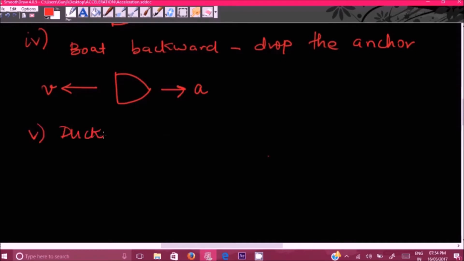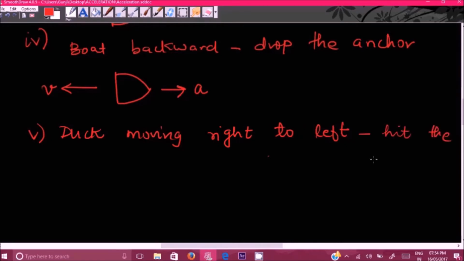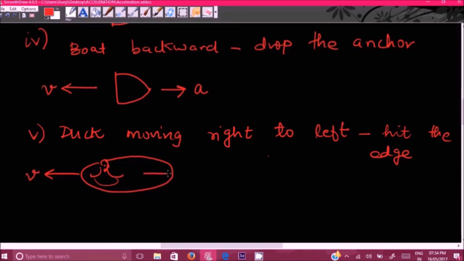Suppose there is a duck which is moving right to left and it has just hit the edge. So there is a point in which there is a duck. It's moving right to left, so the velocity vector will point towards the left direction. It has just hit the edge. That means the duck will decelerate. So the acceleration vector will point in the forward direction.